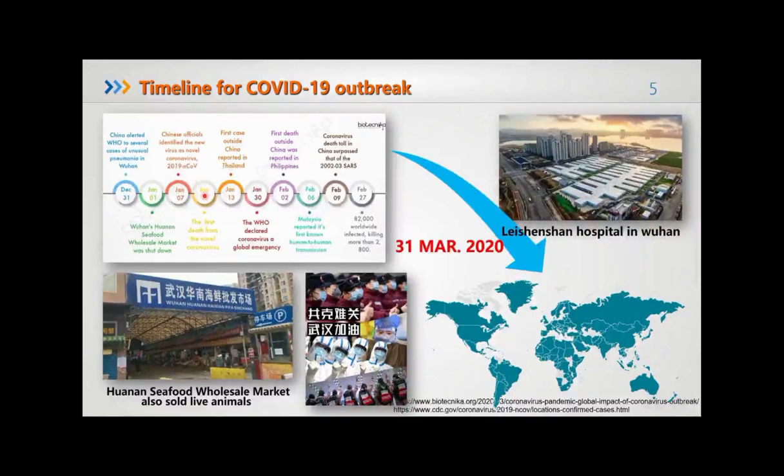But other countries such as Italy and Spain report a sharp rise in COVID-19 cases, and it has recently become a global pandemic. The impact of 2019 novel coronavirus has surpassed the 2002 SARS epidemic in China and worldwide.